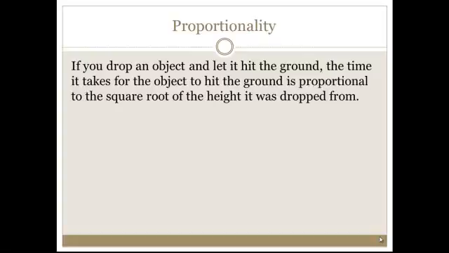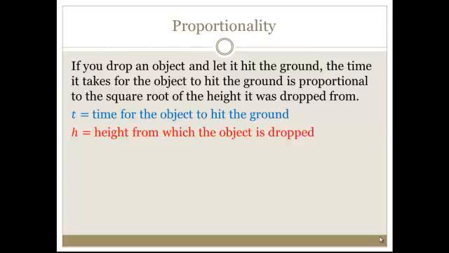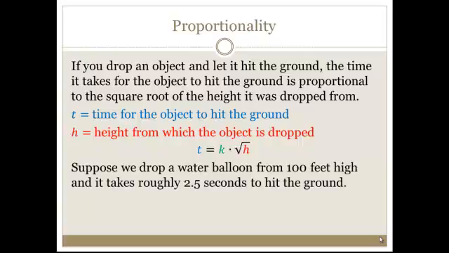If you drop an object and let it hit the ground, the time it takes for the object to hit the ground is proportional to the square root of the height it was dropped from. So for t equal to the time for the object to hit the ground, and h, the height from which the object is dropped, we have t equals some constant k times the square root of h. Suppose we drop a water balloon from 100 feet high and it takes roughly 2.5 seconds to hit the ground.